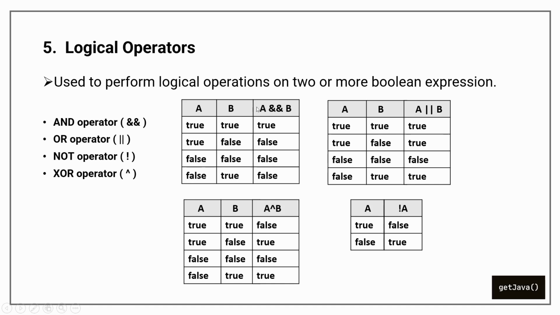Here we can see four tables for these four operators, and I will show you how it works once we start to code and what is the meaning of these Boolean values. We will see one by one. So let's open our IntelliJ and I'll explain you there.